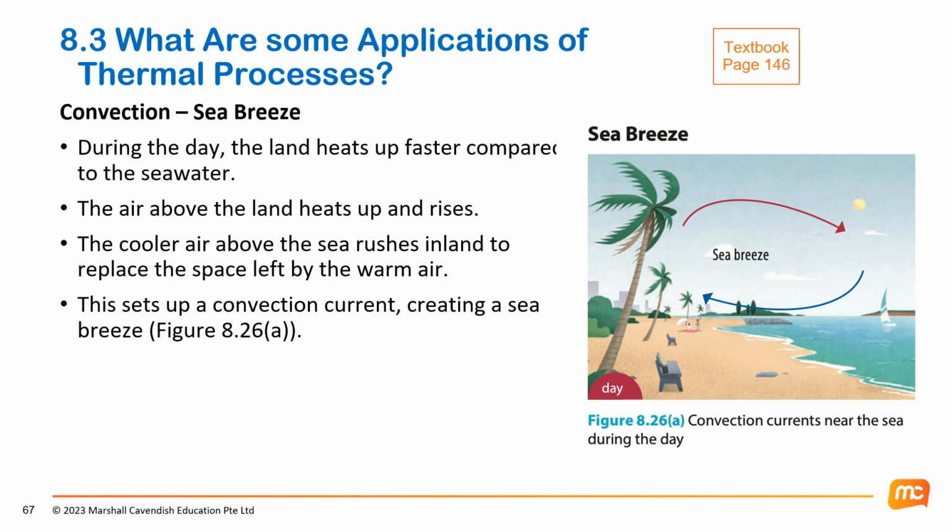But once the air above the land rises, it leaves behind an area of lower pressure, and the air above the sea rushes in to take its place. So that is why we have a sea breeze. The breeze comes from the sea, and this leads to a convection current, because once the air from the sea comes in, it is heated up once it's over the warmer land. And then it will rise, and then this process will repeat over and over again, creating a sea breeze in the daytime during the mornings.